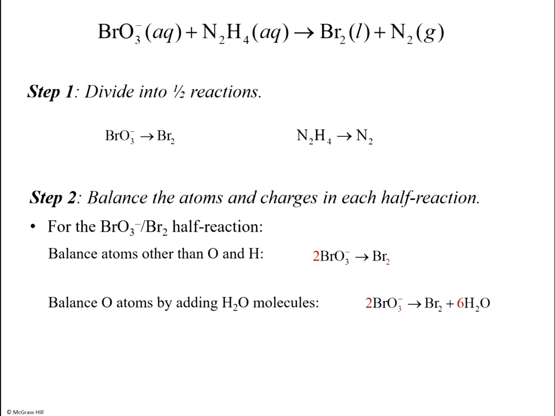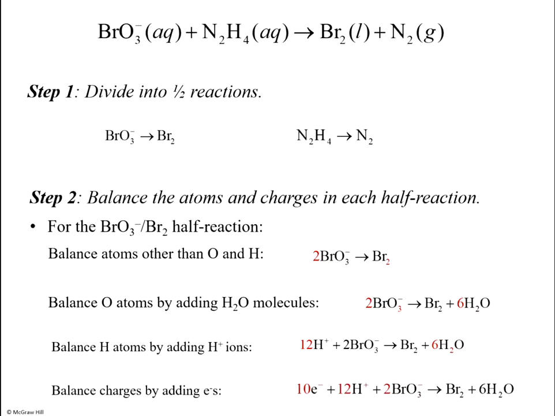Next, we balance the atoms and charges in each half reaction. So for our bromate half reaction, we balance the bromines by putting a 2 in front of the bromate. Then we balance the oxygen atoms by adding water molecules to the product side such that we have 6 oxygen atoms on each side. Next, we need to balance the hydrogens, and we do this by adding 12 protons to the reactant side such that we have 12 hydrogens on each side of the reaction.